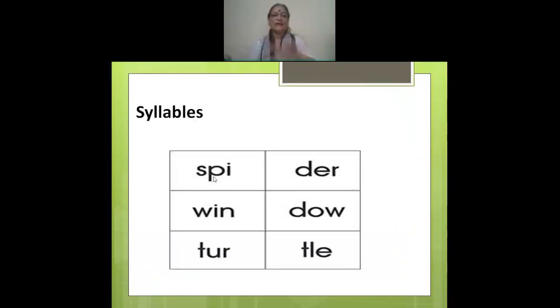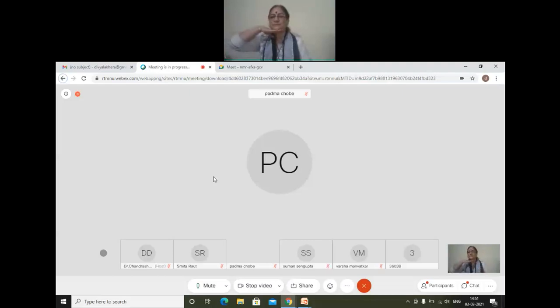So let's see here. Are you doing this exercise जो मैंने आपको चिन वाली बोली थी? Spider. So how many times does the chin go down? 2 times. So it's spider. Window. So there are 2 syllables.